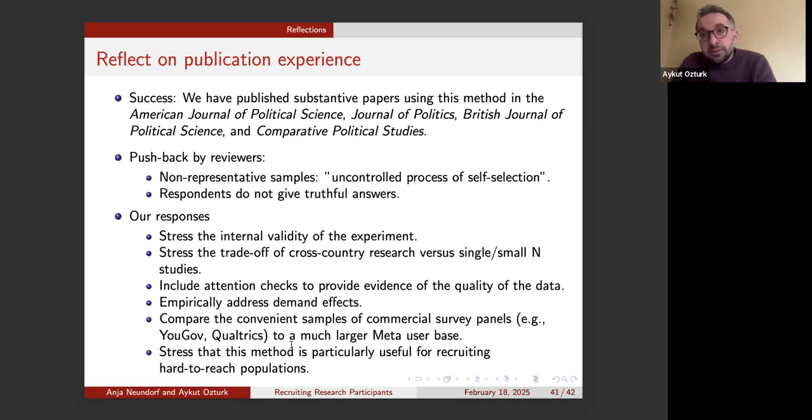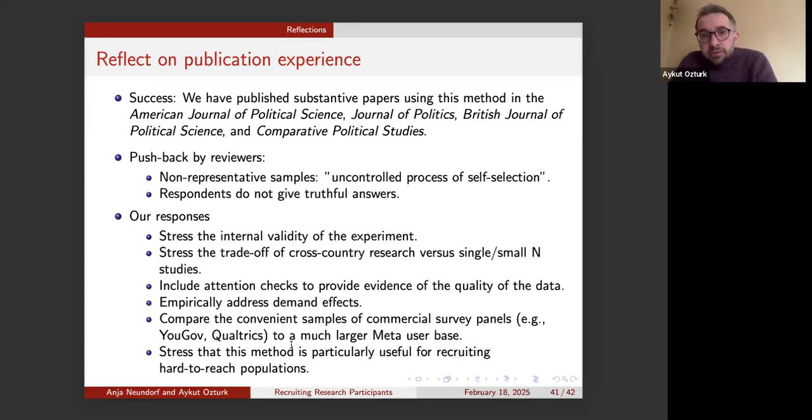there are so many responses you can give to that kind of criticism. Of course, there are usual things that you can say: the internal validity of the experiment, the trade-off of cross-country research versus single and small studies. There are not that many alternatives if you want to run surveys in Turkey, for example, in less studied countries outside of the Western, advanced developed countries. There are not that many commercial panel companies, but more importantly than that, even the Qualtrics sample, for example, in Turkey is much worse than samples I recruit through Facebook and Instagram.